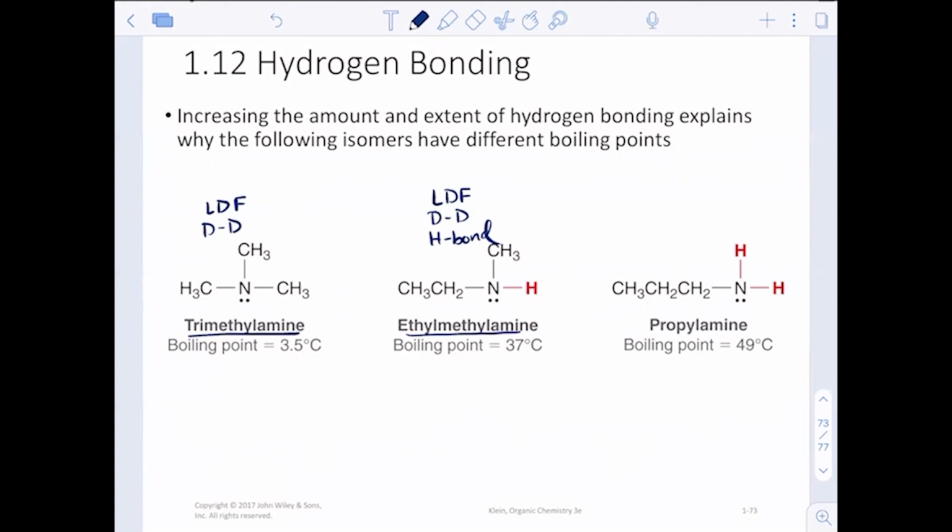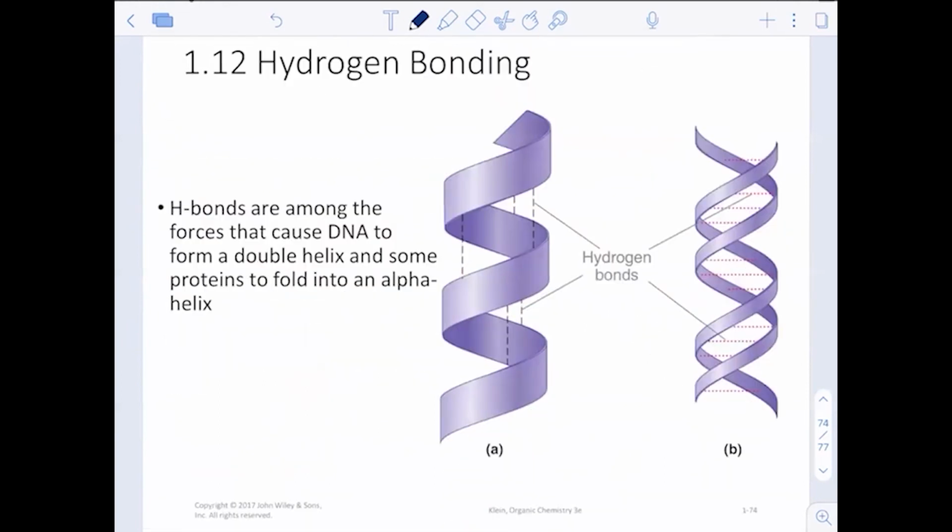Now propylamine, 2 hydrogens. Lots of hydrogen bonding capabilities there. Yes, we still have London dispersion forces and dipole-dipole interactions, but notice how propylamine has the highest boiling point, strongest intermolecular forces out of these three because it has two areas to hydrogen bond versus just one. Now, hydrogen bonds are common in things like DNA because they are what form the double helix, and cause some proteins to fold in an alpha helix. So thinking about hydrogen bonds, they are very prevalent in biochemistry and biology.